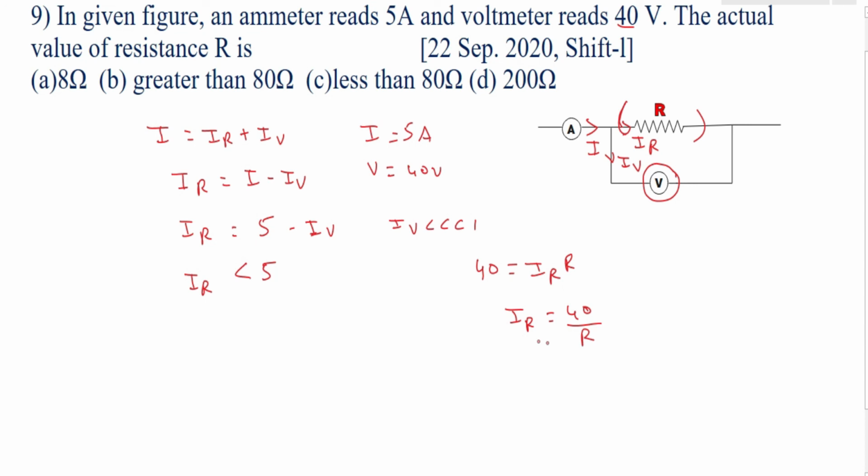Now I'll substitute this IR here. Then what will I get? 40 by capital R is less than 5. That is, 40 by 5 is less than capital R. That implies 8 is less than capital R, which from this we can come to a conclusion that the value of resistance should be greater than 8 ohm. That is, R is greater than 8 ohm. So the value of this resistor should be greater than 8 ohm.